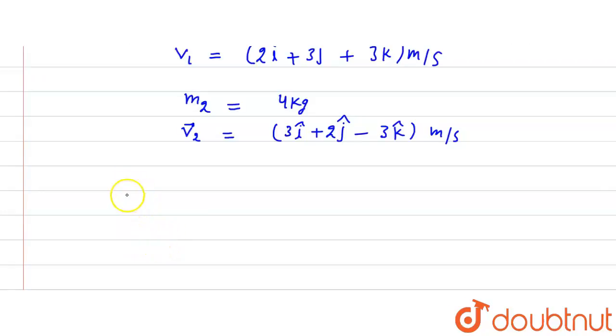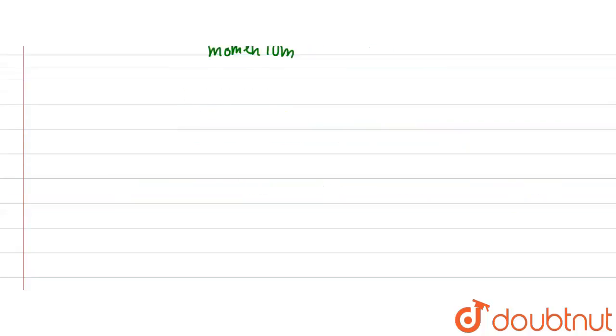So according to the law of conservation of linear momentum, we can write m1 v1 plus m2 v2 equal to m1 plus m2 times v vector. This is because the two bodies stick together after collision, and v is the velocity of the composite body.